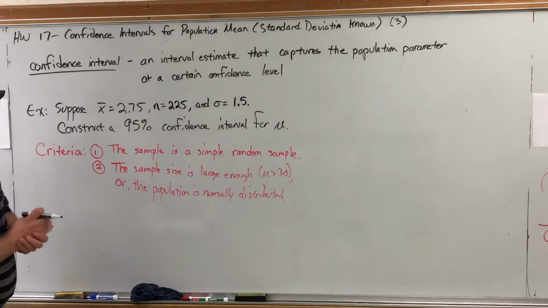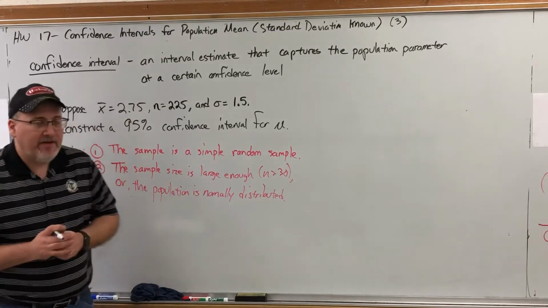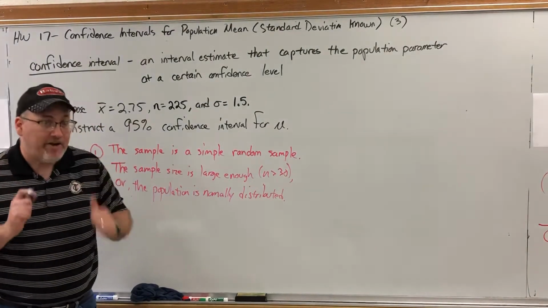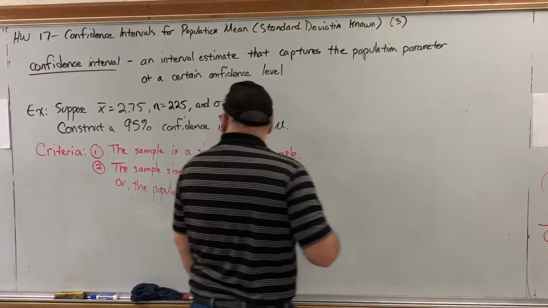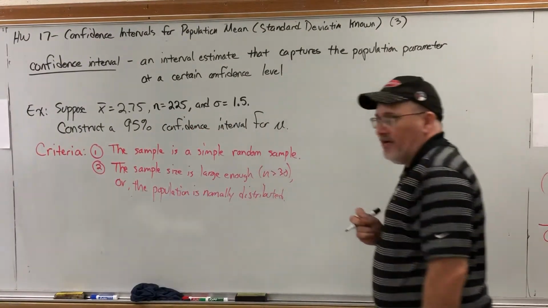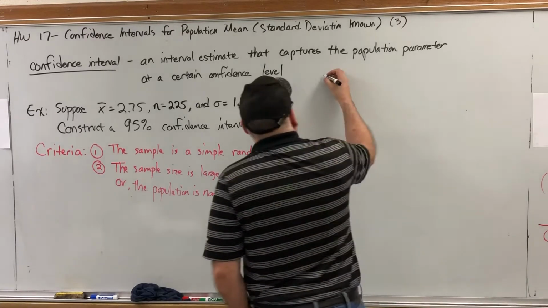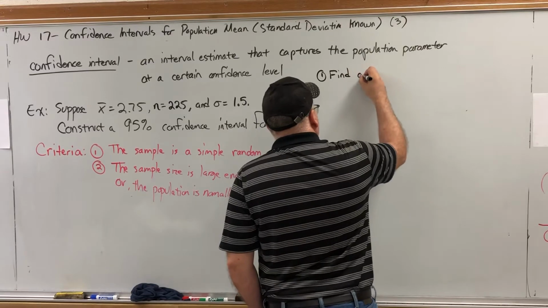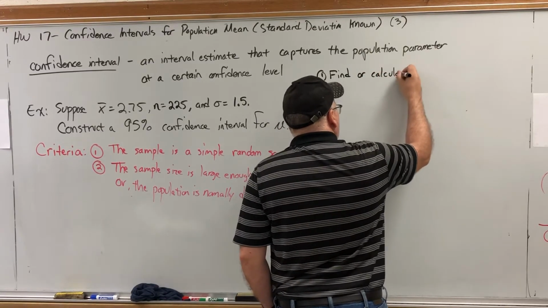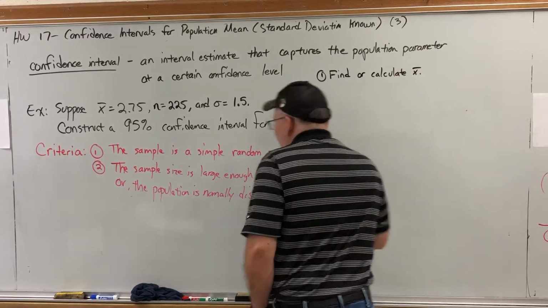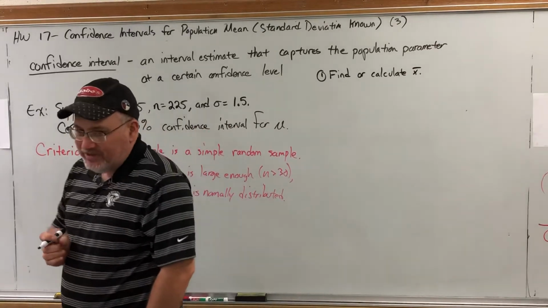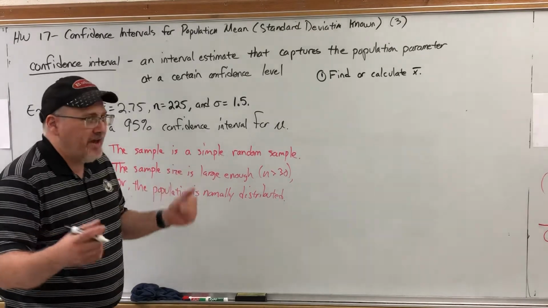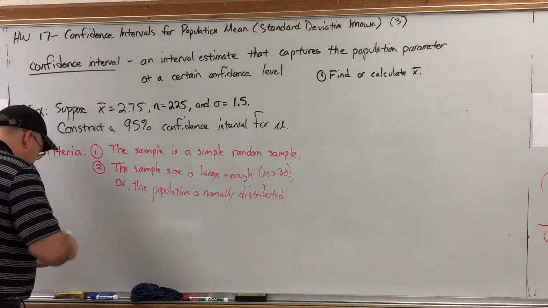All right, so we're going to build an interval centered at 2.75. The biggest obstacle right now is constructing the margin of error, so we know how wide to make that interval. Here are the steps for building a confidence interval. Number one, find or calculate X bar. Now, when I say find it, meaning that it was given to you and located. I found it, it's right there. But sometimes you're given the raw data and you have to calculate the X bar.